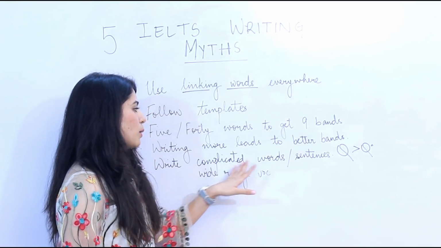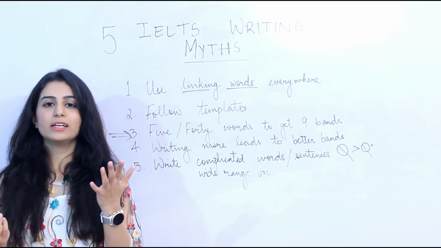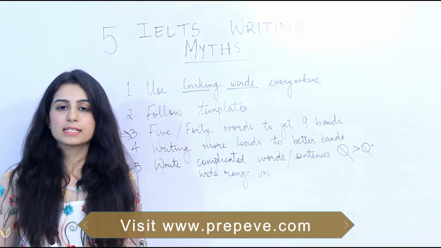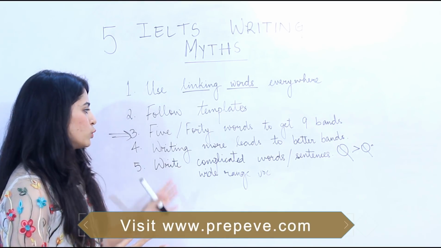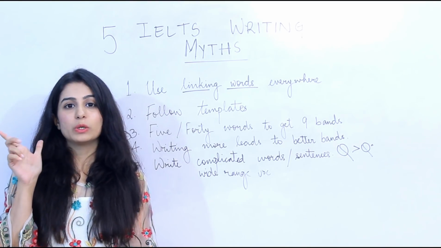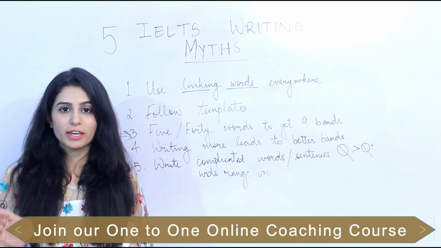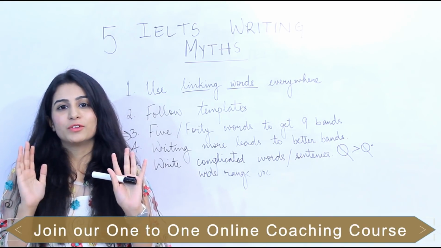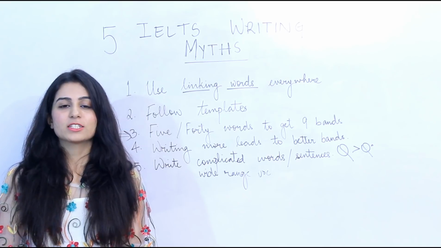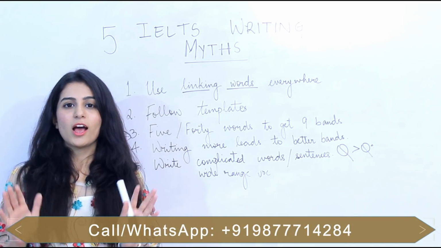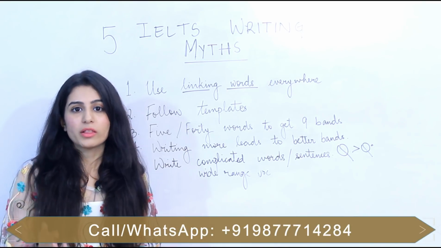Another thing is complicated sentence. There's nothing known as complicated sentences. What in fact you should be doing is that you should be using complex sentences. Okay, there is nothing which is called complicated sentence. All sentences are uncomplicated if you want them to be.